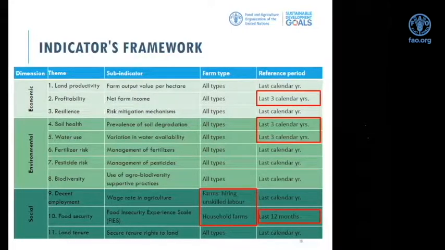Another consideration that I would like to take note of is that the reference period for data collection for all the indicators is not the same. So for instance, in the economic dimension, the net farm income sub-indicator has a 3 years reference period. And so is the case with sub-indicators 4 and 5, which are prevalence of soil degradation and variation in water availability, that have a 3 years reference period, and as well FIES, which has a reference period of the last 12 months.